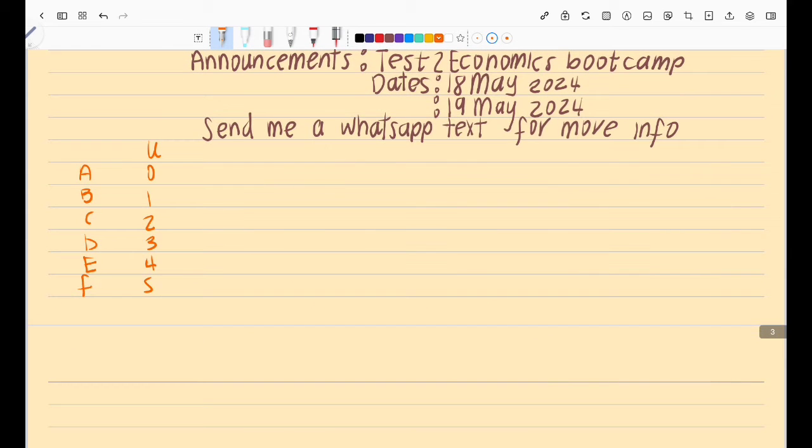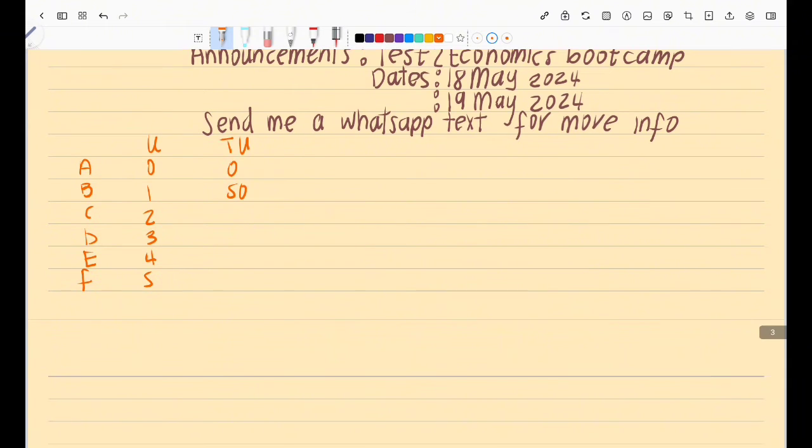So let's say point A, B, C, D, E, right? And let's say you have your units, right? 0, 1, 2, 3, 4, 5. Right, and let's say total utility is 0, 50, 90. So you'll be given these values. You just need to be able to do this calculation. 150, 176, right? And then for, let's say this was for chocolate, and then for cold drink, on the other hand, you have total utility of 260, 248.